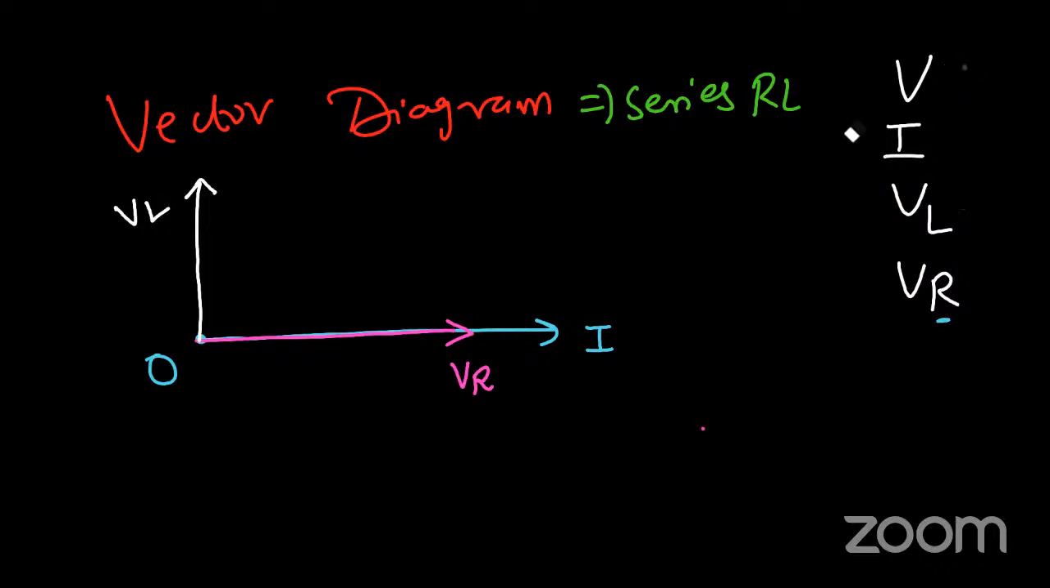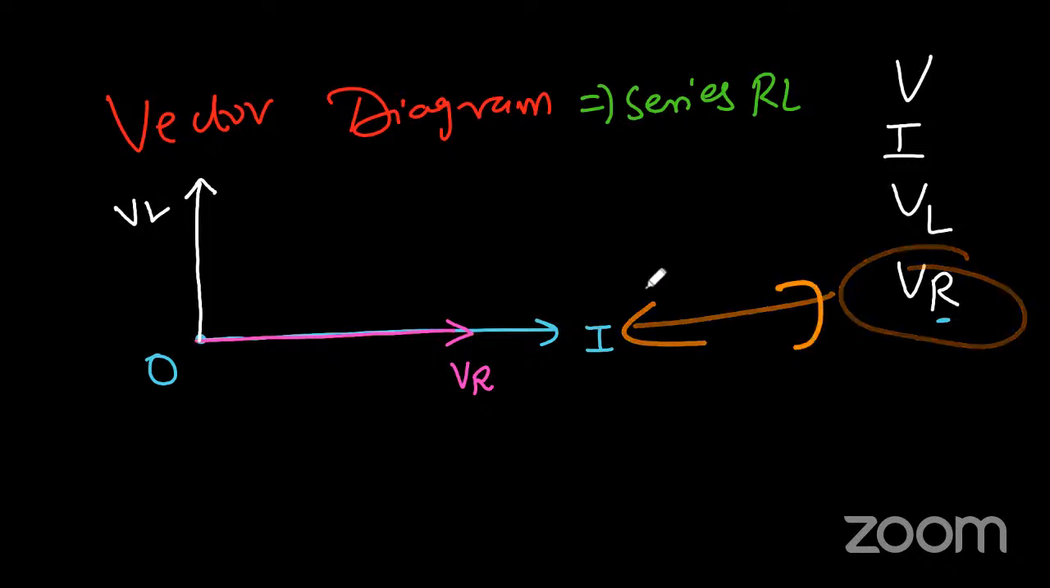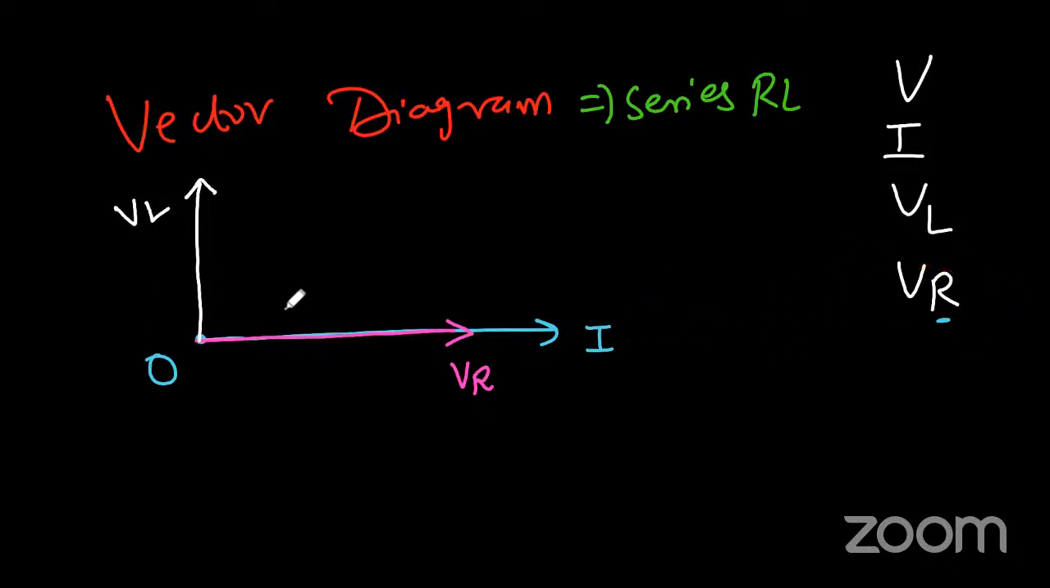Once again, how did we do it? Let's see the first step once again. First of all, just draw the zero, put a dot, and just draw the I. Then we need to draw the VR. VR and I are both in phase, because it is a resistive circuit. In a resistive circuit these two are in phase, 0 degree, so draw VR on the same line. Then VL. VL means inductive circuit.